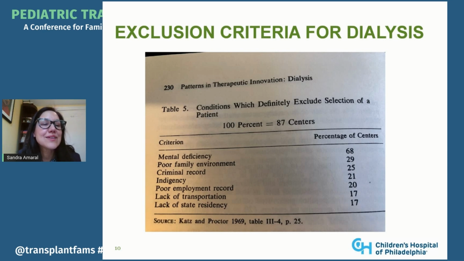So how did physicians and healthcare teams decide who ended up receiving dialysis or transplant? The image I show you here is from a textbook from 1969, where they did a survey to ask 87 centers conditions which would definitely exclude selection of a patient for dialysis. And 68% of centers said that mental deficiency would be exclusionary, 29% poor family environment, 25% criminal record, indigency or poverty 21%, poor employment, lack of transportation, lack of state residency. All these things are referred to as social determinants of health that are adverse. And so all these things were really impacting decisions about access to treatment.